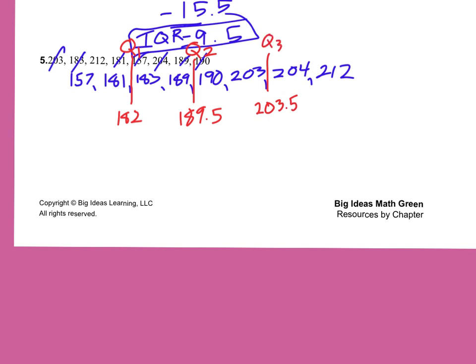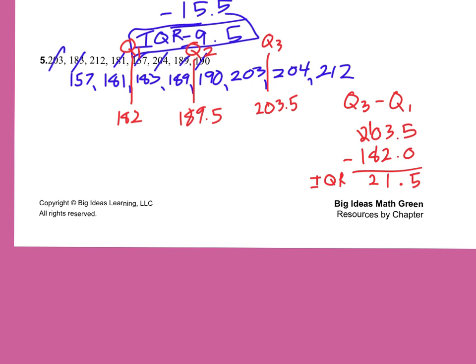So remember, we're looking for the interquartile range, so we go Q3 minus Q1. So we're going to go 203 and a half minus 182. The other big mistake I see 6th graders make here is that they forget the decimal and they put the numbers in the wrong place when they're subtracting. So you got to be careful of that. So that would be 5, that would be 1, borrow, we get 2, we get 21 and a half. That is our IQR, interquartile range.